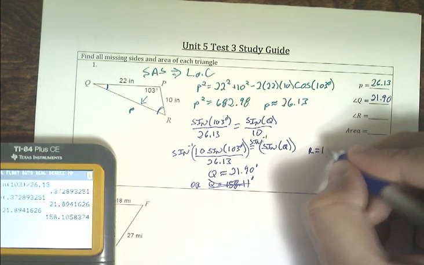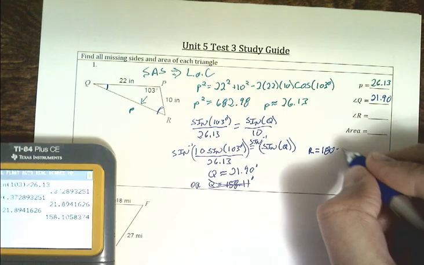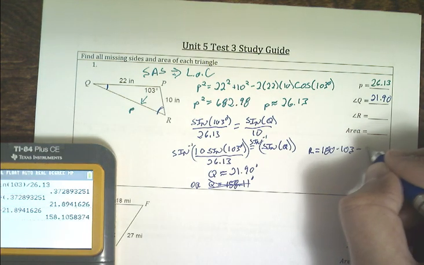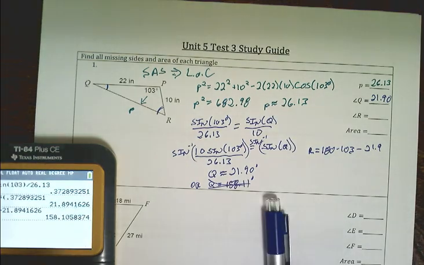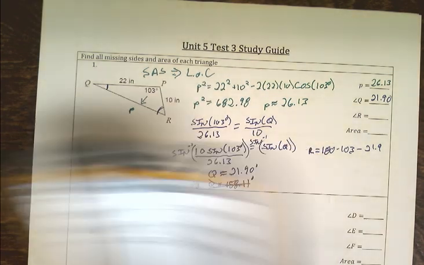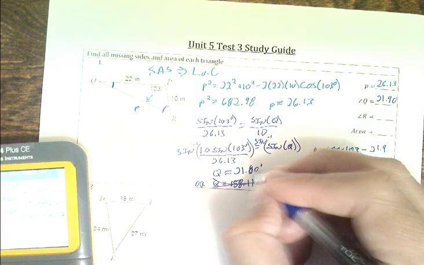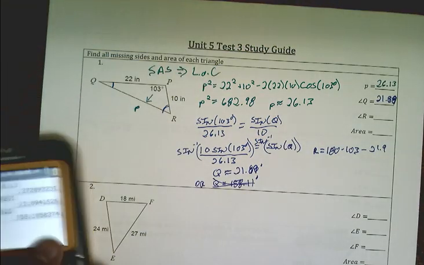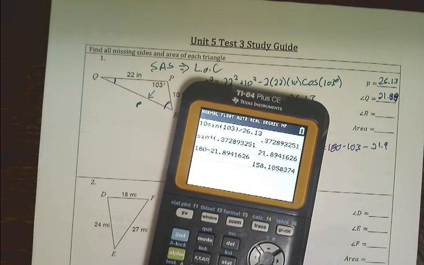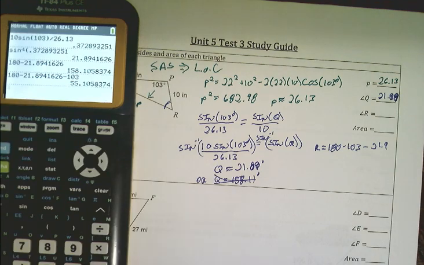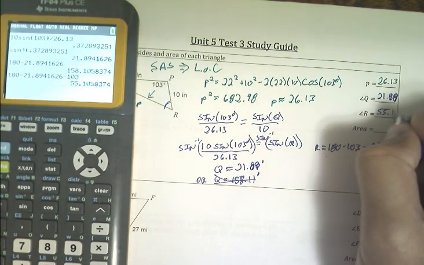And then we have angle R. So angle R is equal to 180 minus 103 minus angle Q, which is 21.9. 21.89, I misrounded. So we do 180 minus 21.89 minus the other angle, 103, and we get 55.11.